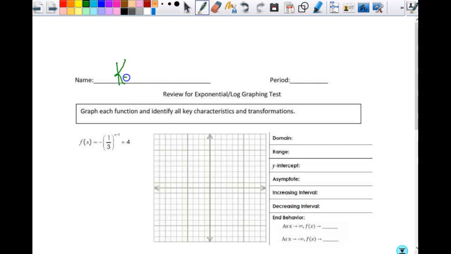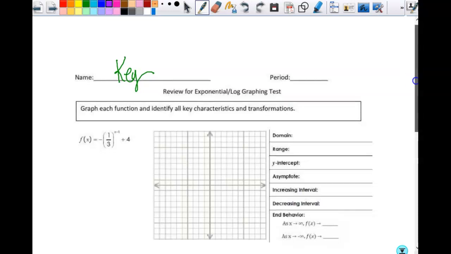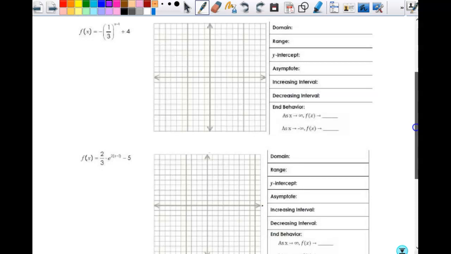All right, so here is your key. So we're going to graph each function and list all the key characteristics here. So we have an exponential. My parent function is (1/3)^x.